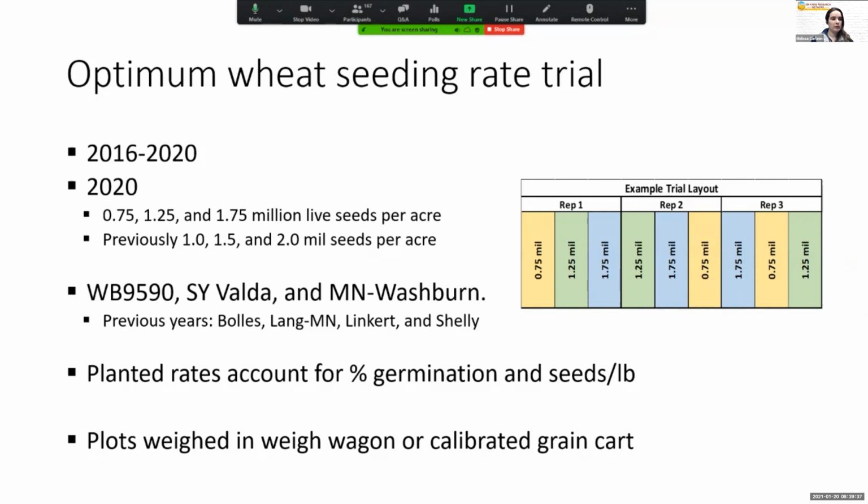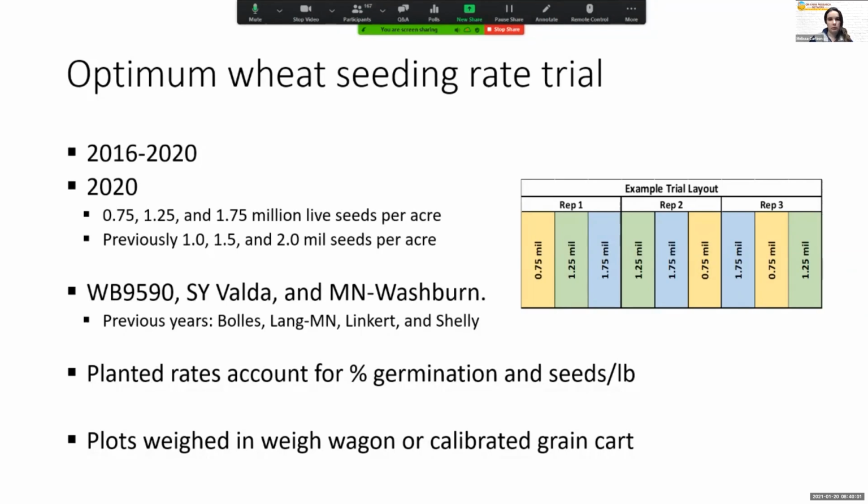So previously we had been looking at seeding rates of 1 million, 1.5 million, and 2 million live seeds per acre. We usually ended up with not a lot of differences between any of the rates. So we decided to rock back our seeding rates a little bit to 3/4 million, 1.25 million, and 1.75 million plants per acre, live plants per acre.